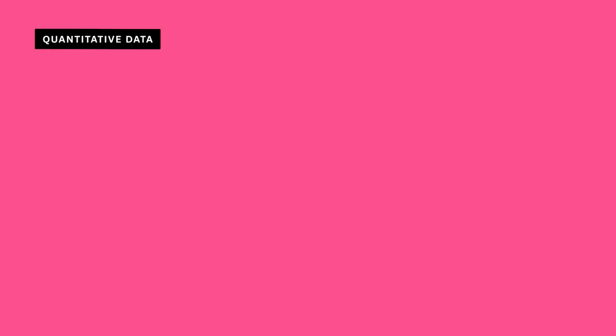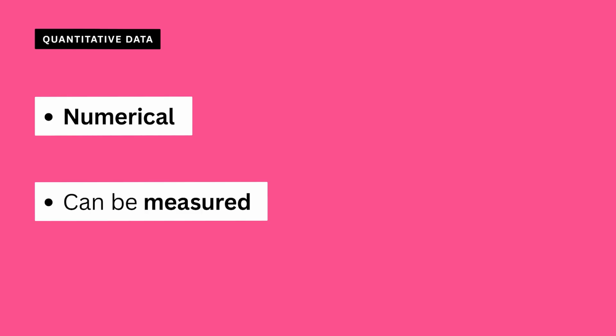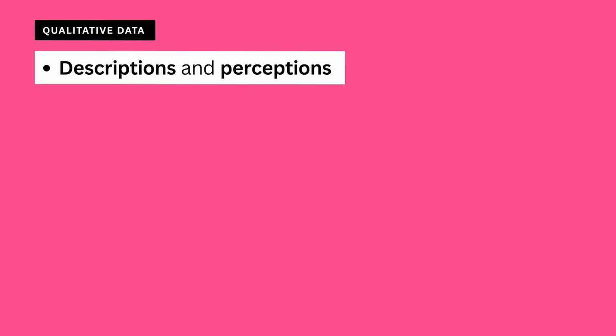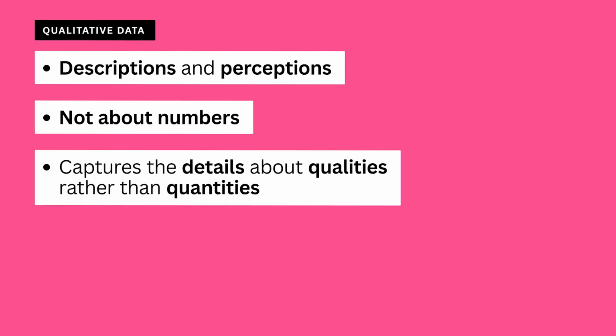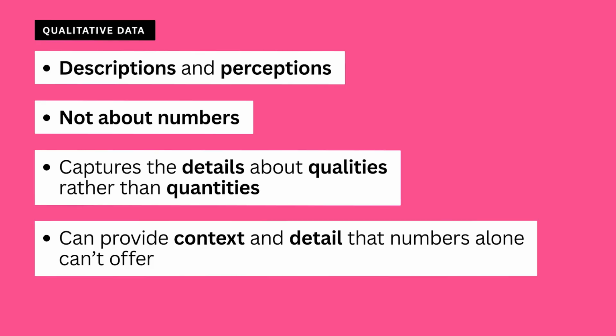First, we have quantitative data. This type of data is numerical and can be measured. Next, there's qualitative data, which is all about descriptions and perceptions rather than numbers. It captures the details that tell you about qualities rather than quantities, like feelings, opinions, and experiences. This includes data like names, labels, or descriptions, and can provide context and deeper insights that numbers alone can't offer.